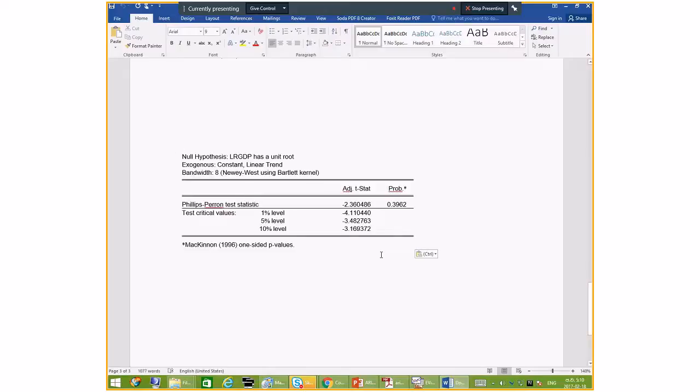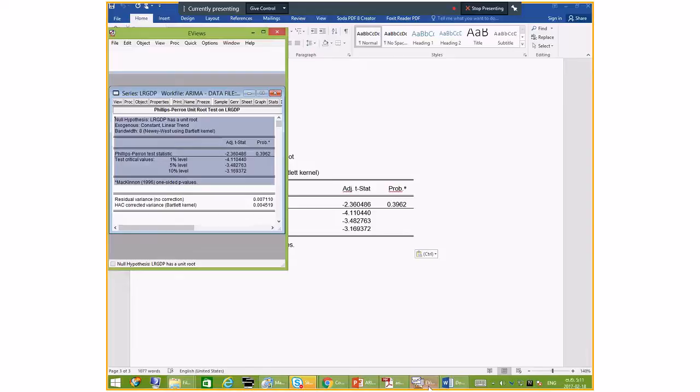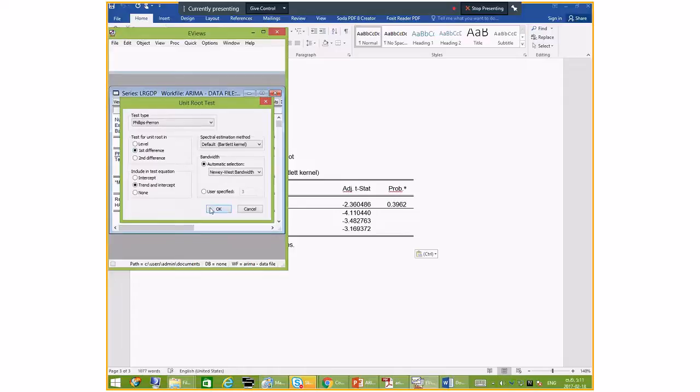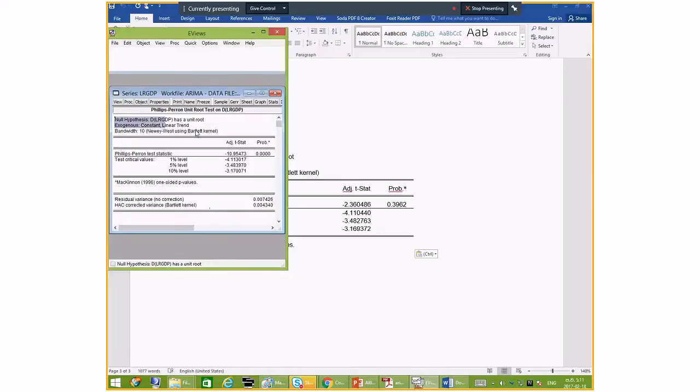Right, when we see that the probability value is greater than 5%, that means our GDP has a unit root. Then go to the first difference. First difference. Both tests.